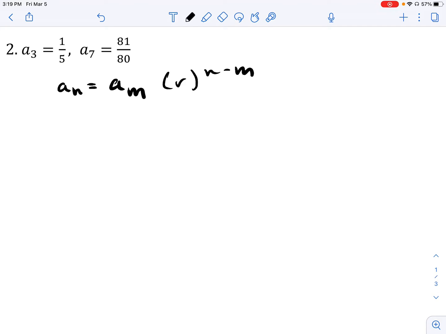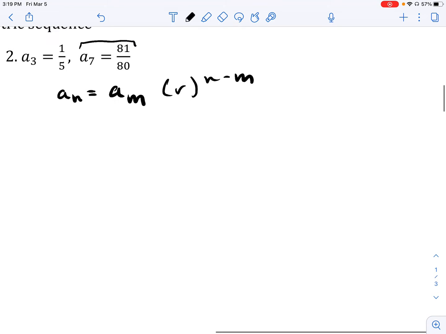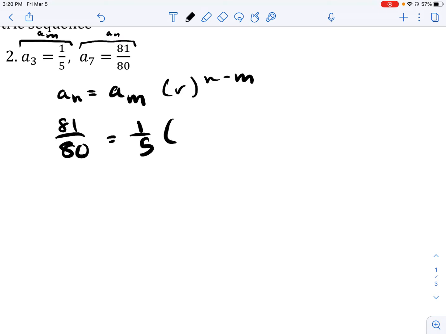It doesn't really matter which one we choose for our a sub n or a sub m, but let's just let this be our a sub n, and this here be our a sub m. Let's plug this into our nth term formula and see what we get. So we have 81 over 80 is equal to 1 over 5 times r, our common ratio that we're trying to solve for. And what is the difference in order between 3 and 7? It would be 7 minus 3.